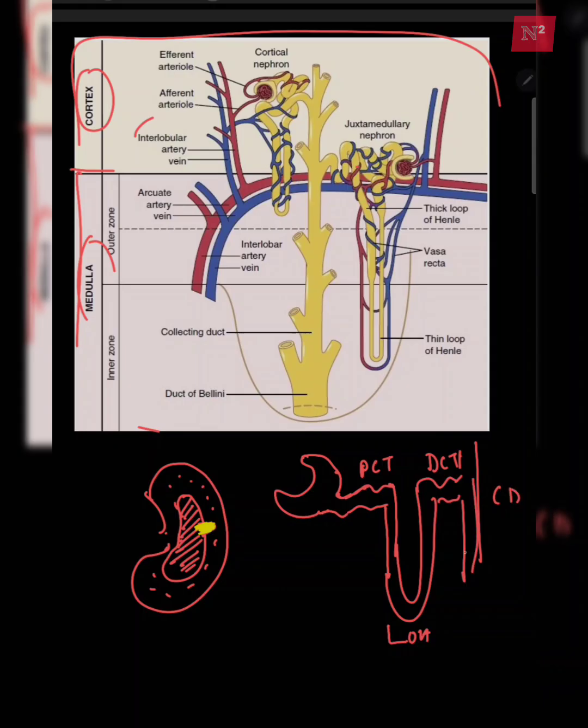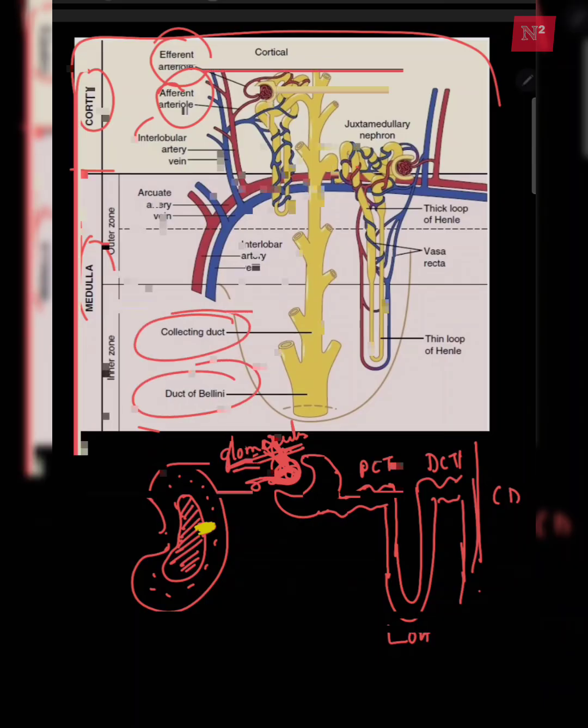Here in the Bowman's capsule we have a tuft of vessels. These are called the glomerulus. It is because of the efferent and the afferent arterioles. Many such collecting ducts join together and form the duct of Bellini.